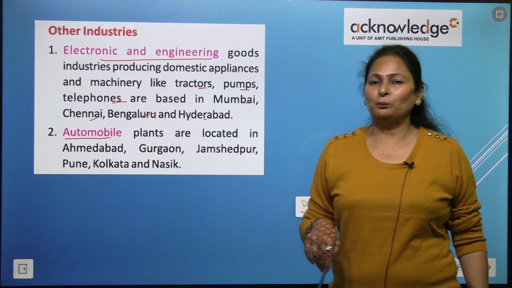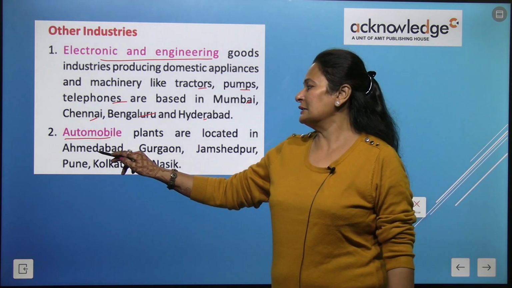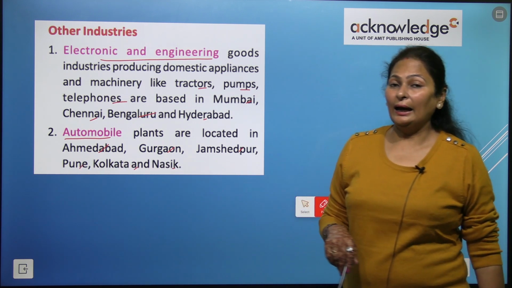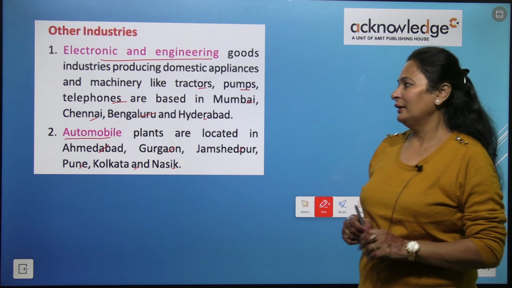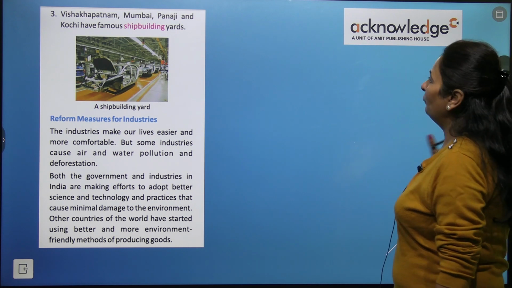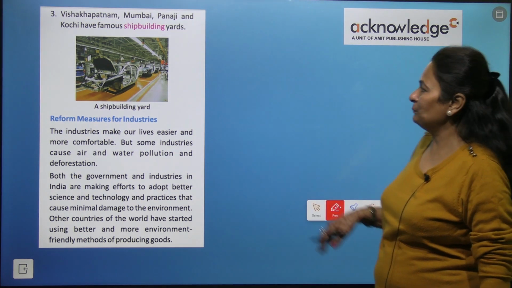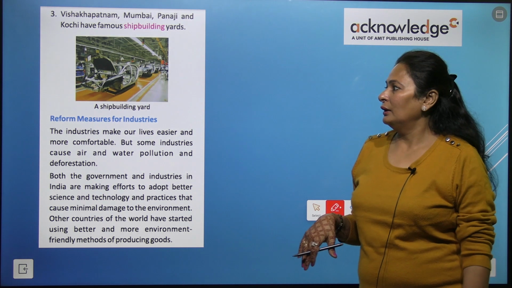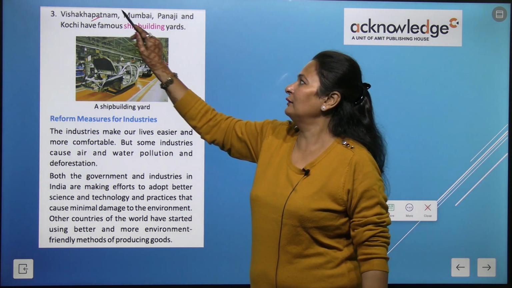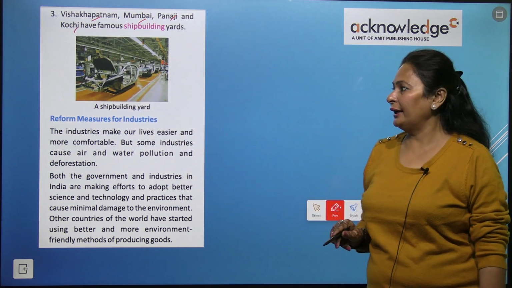Now, next is automobile. So, automobile plants are located in cities like Ahmedabad, Gurgaon, Jamshedpur, Pune, Kolkata and in Nasik. Right, kids? Now, Visakhapatnam, Mumbai, Panaji and Kochi have famous shipping yards. So, this is the picture of shipbuilding yards where ships are being built, right? So, these industries are in Visakhapatnam, Mumbai, Panaji and Kochi, right?